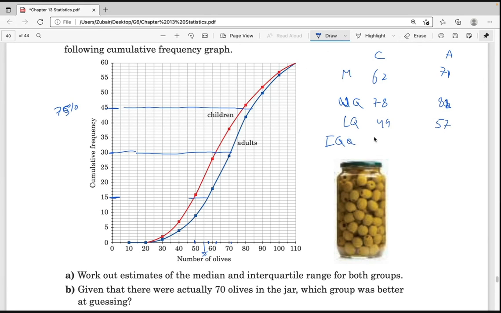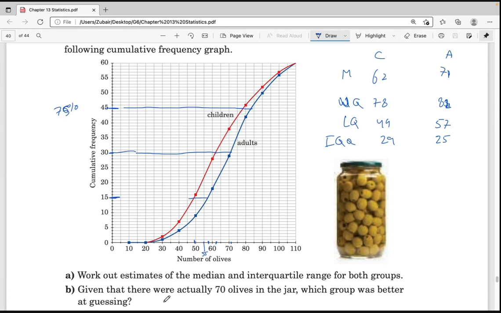Interquartile range is upper quartile minus lower quartile. 78 minus 49 is 29. And 82 minus 57 is 25.